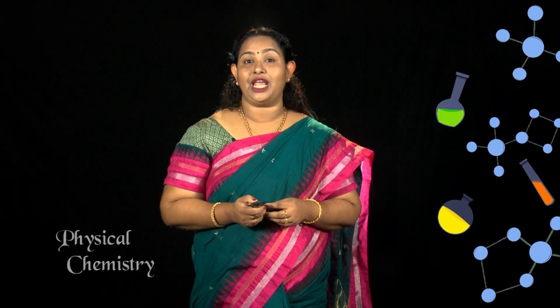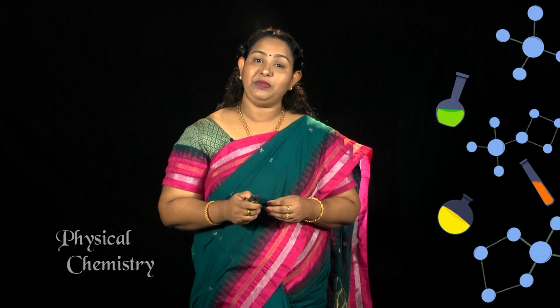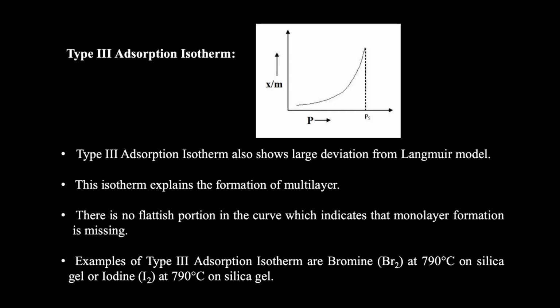Next is type 3 adsorption isotherm. Type 3 adsorption isotherm also shows large deviation from the Langmuir model. This isotherm explains the formation of multilayer. There is no flattish portion in the curve, which indicates that monolayer formation is missing in this adsorption isotherm. Examples of type 3 adsorption isotherm are adsorption of bromine at 790 degrees Celsius on silica gel or adsorption of iodine at 790 degrees Celsius on silica gel.